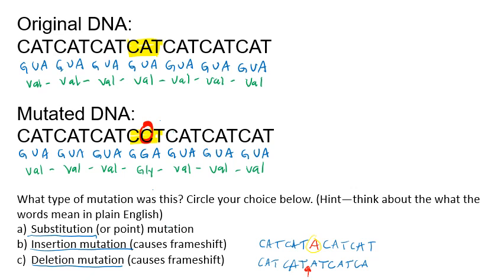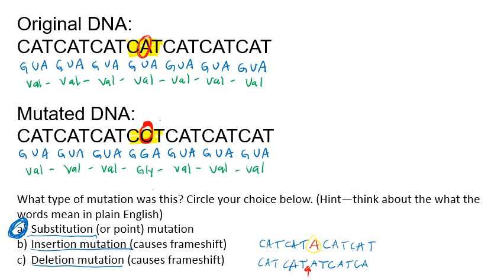A substitution, when we just switch out one letter for the other, might not cause a problem because it might just end up coding for the same amino acid anyway. So in our example here with the CAT and CCT, here's where the change happened, and that looks like it was just a substitution. Instead of an A, we swapped it out for a C. So the answer here is A in this example.